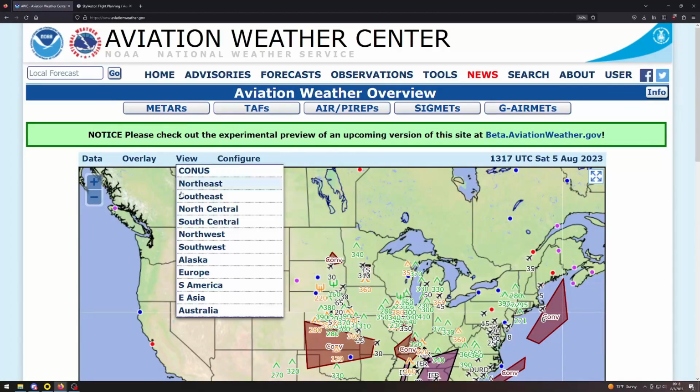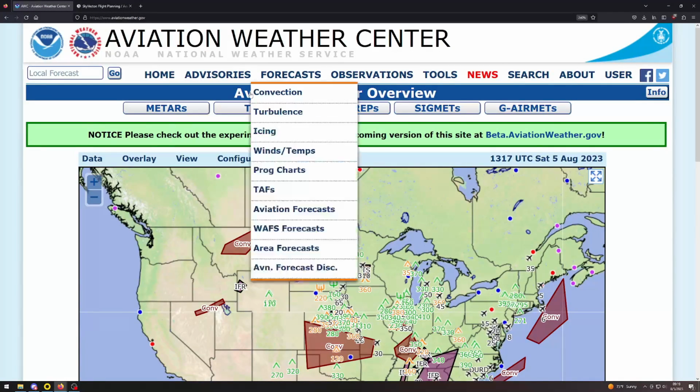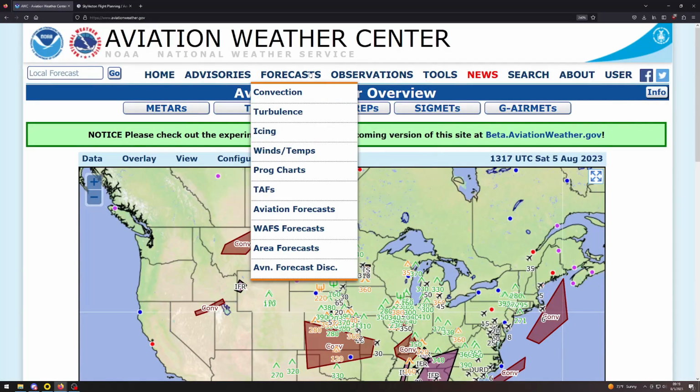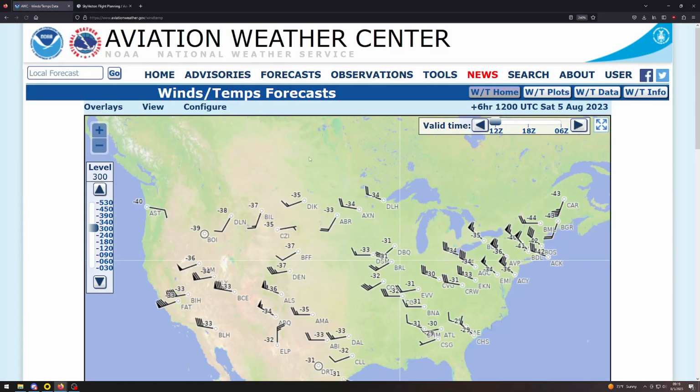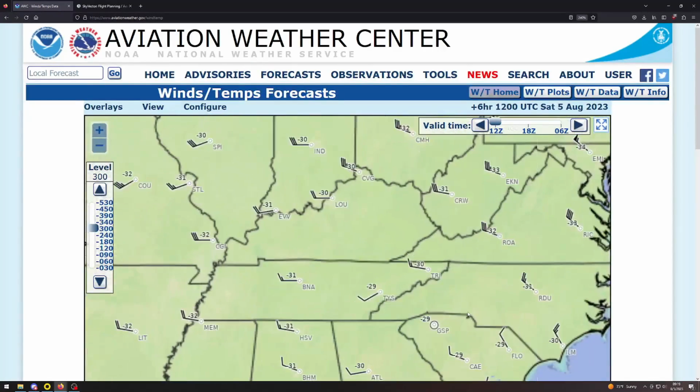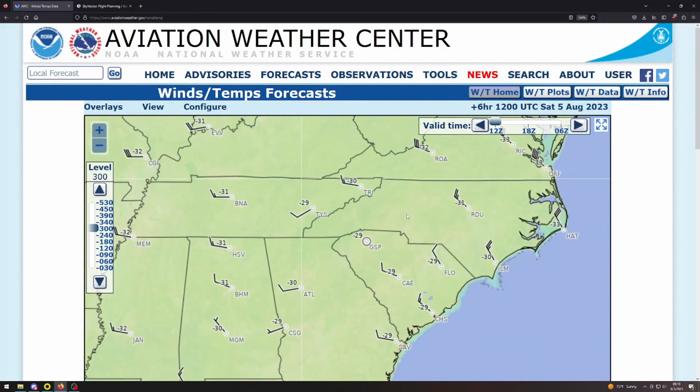Now let's go over to aviationweather.gov. We're going to need quite a few pieces of weather information. And the first one I'm going to want is going to be under the forecasts, winds, and temperatures aloft. And we can see quite a few here. We want one that's near Salisbury, which is roughly in this area.